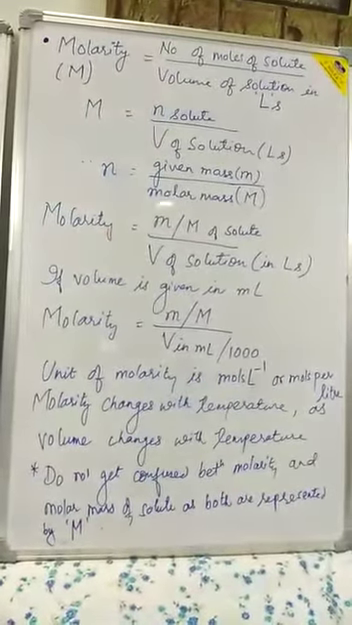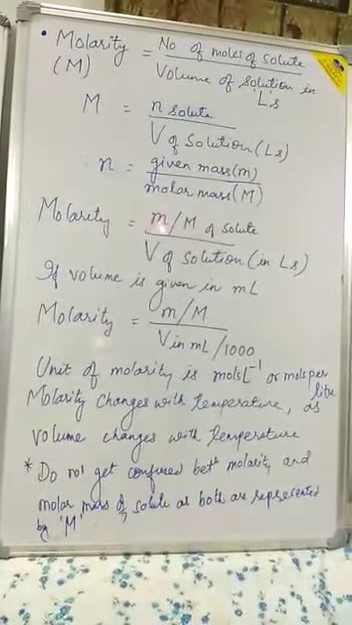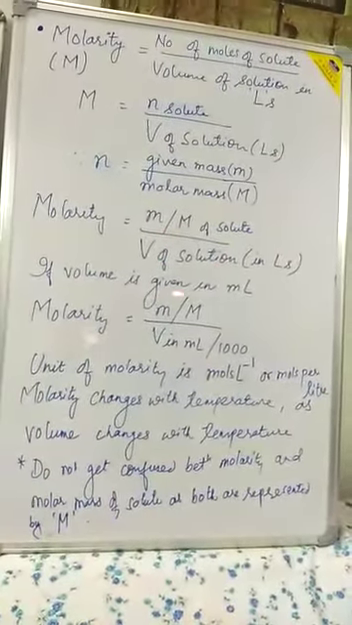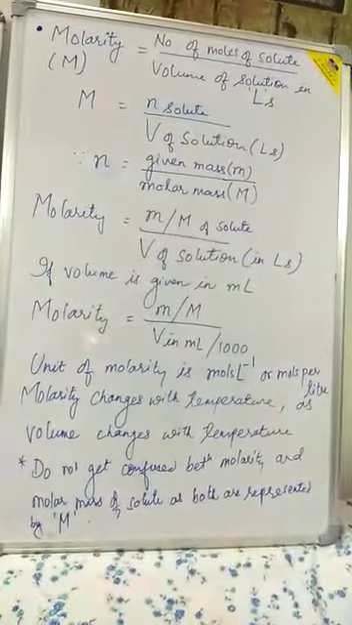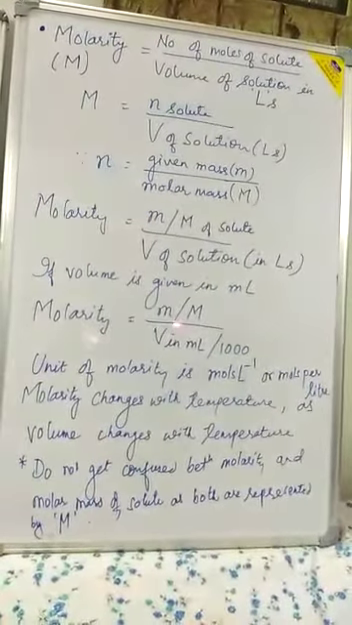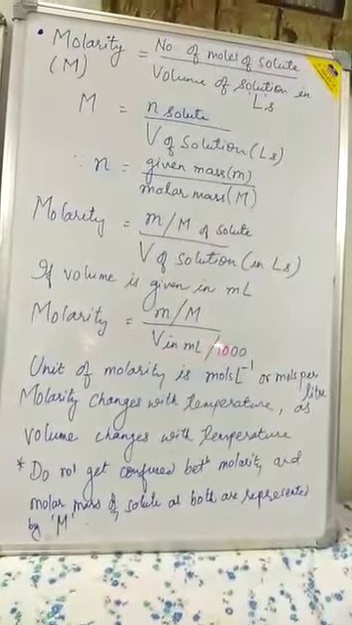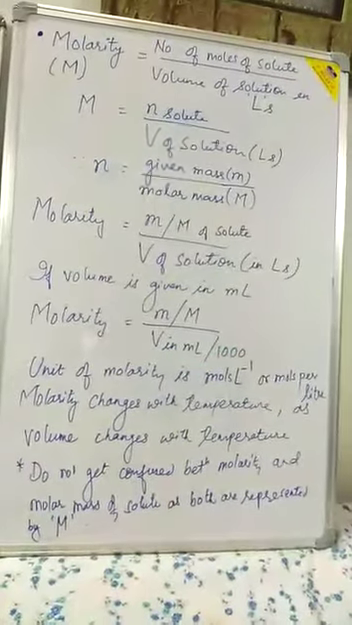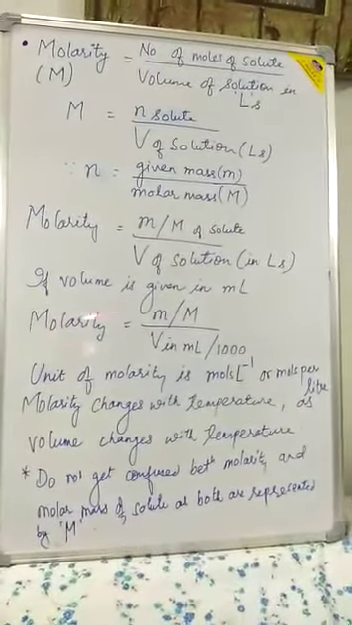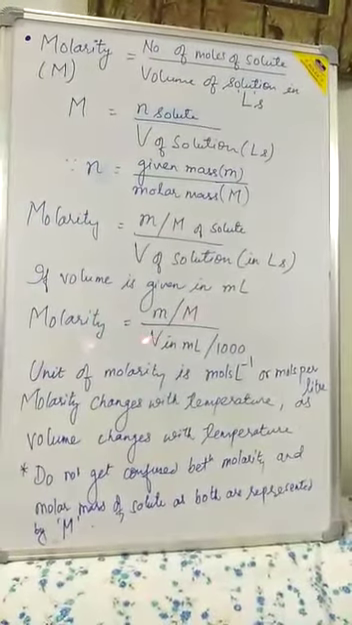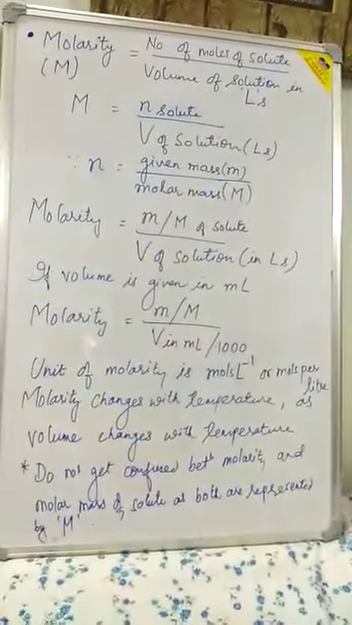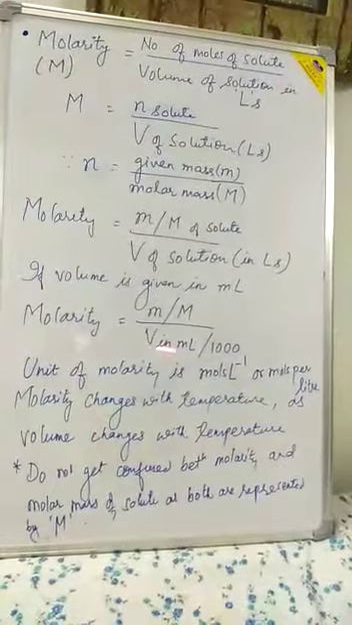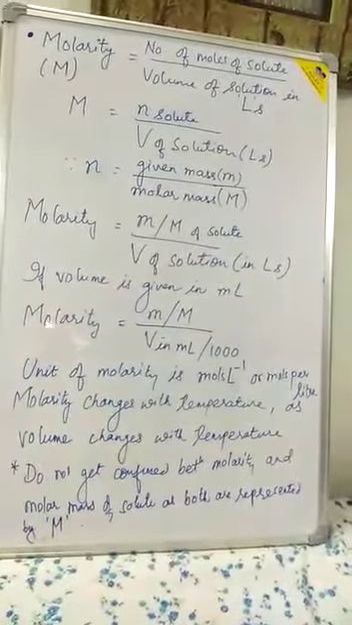Molarity equals number of moles, which is represented by m by M of solute, by volume of solution in liters. So if volume is given in milliliters, what will you do? If volume is given in milliliters, then you will divide it by 1000 to convert it into liters. So molarity equals m by M divided by V by 1000, V in ml by 1000 to convert it into liters. This is how you can calculate molarity.